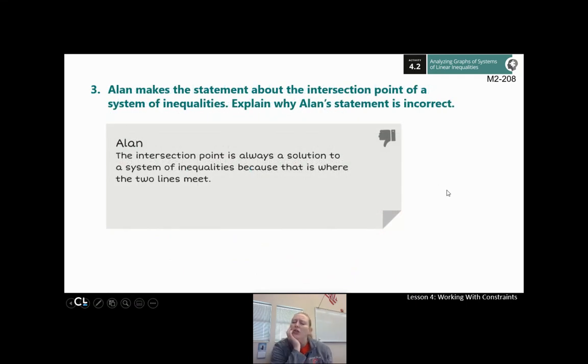So let's take this a little further. We did have one solid line and one dashed line. Alan makes a statement about the intersection point of the system of inequalities, where the boundary lines intersected. And Alan says the intersection point is always a solution to a system of inequalities because that is where the two lines meet. Alan's wrong. Why? Go ahead and hit pause. Write down why Alan is wrong. We'll say incorrect. And then hit play when you're ready to continue the discussion.